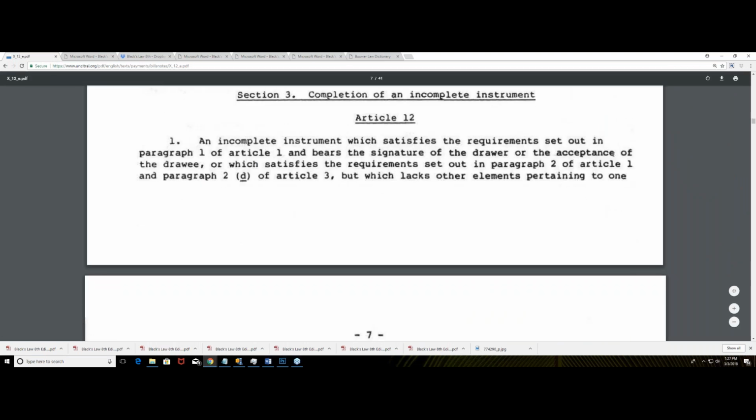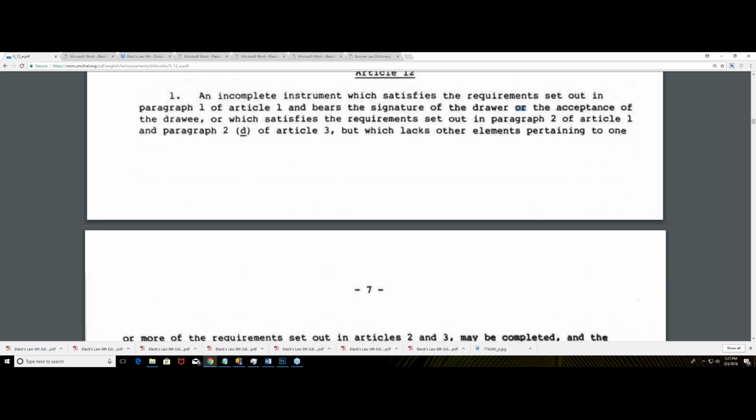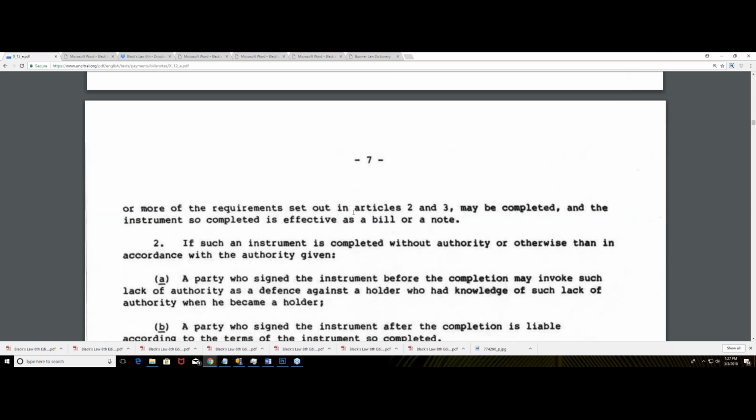An incomplete instrument which satisfies the requirements set out in paragraph 1 of article 1 and bears the signature of the drawer or the acceptance of the drawee, or which satisfies, notice we're using the word or, the requirements set out in paragraph 2 of article 1 and paragraph 2D of article 3, but which lacks other elements pertaining to one or more of the requirements set out in article 2 and 3, may be completed, and the instrument so completed is effective as a bill or a note. So even if you forget to put something on it, it still can be effective.